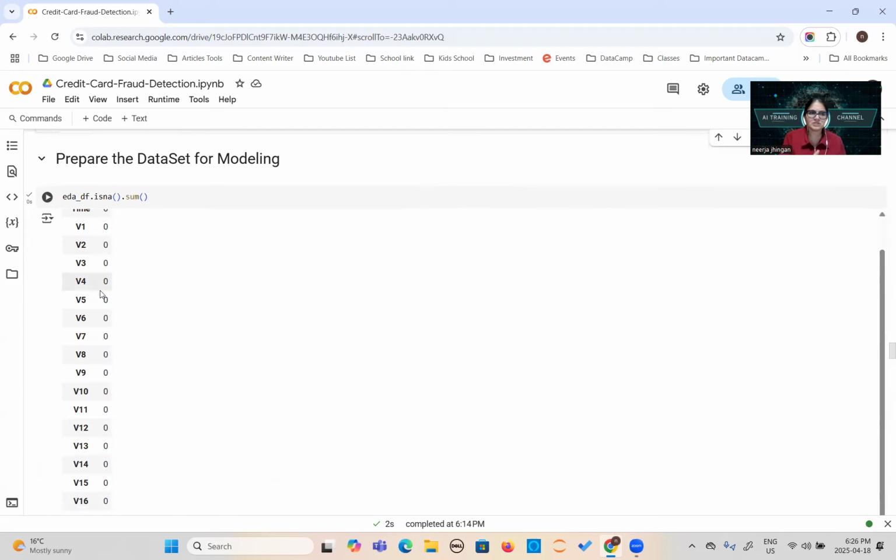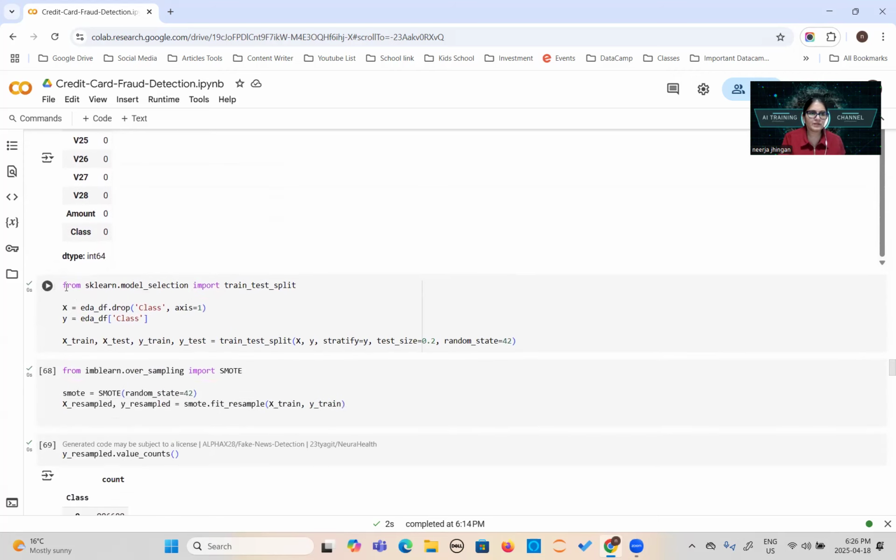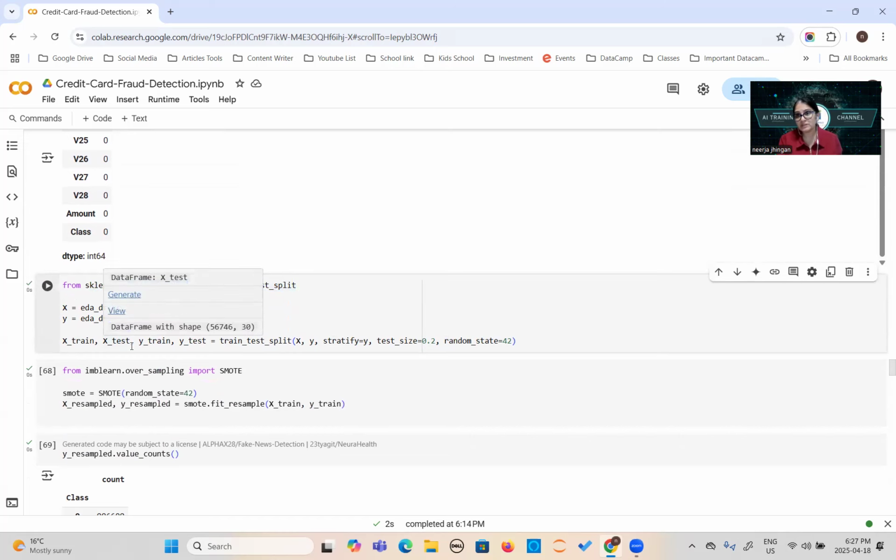First we are just checking the missing values, none, and then we will import the sklearn model selection train_test_split. This is the package from the Python sklearn machine learning library. You need to import model_selection and then the train_test_split method. This method is used to split your data set. Here we will drop the target feature, set the target feature so we can split it. We are going to use stratify equals y here.